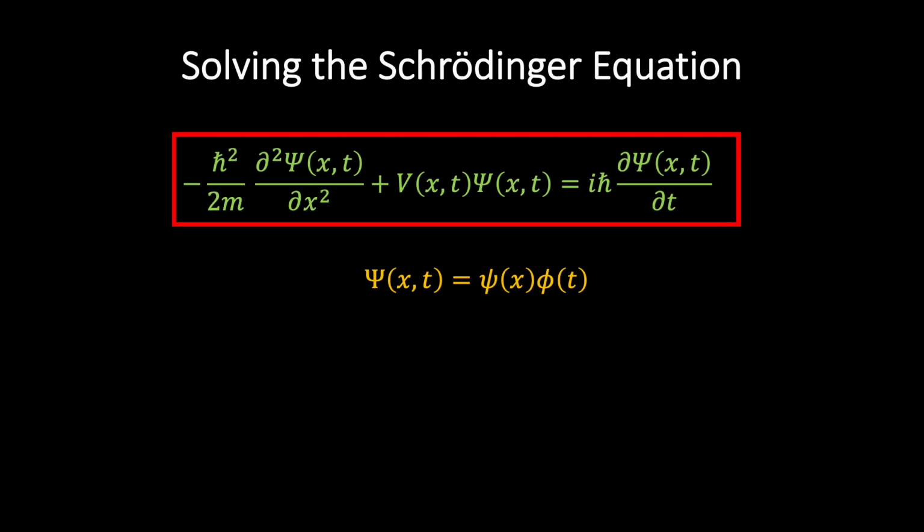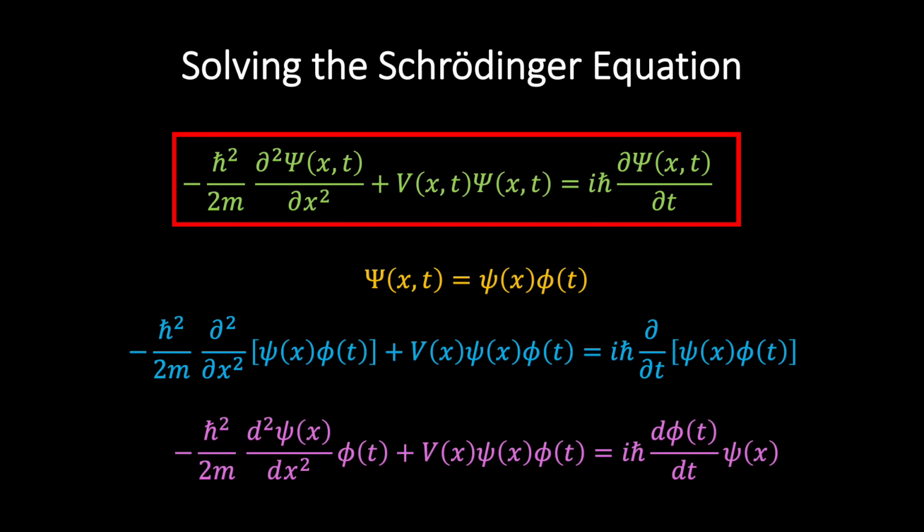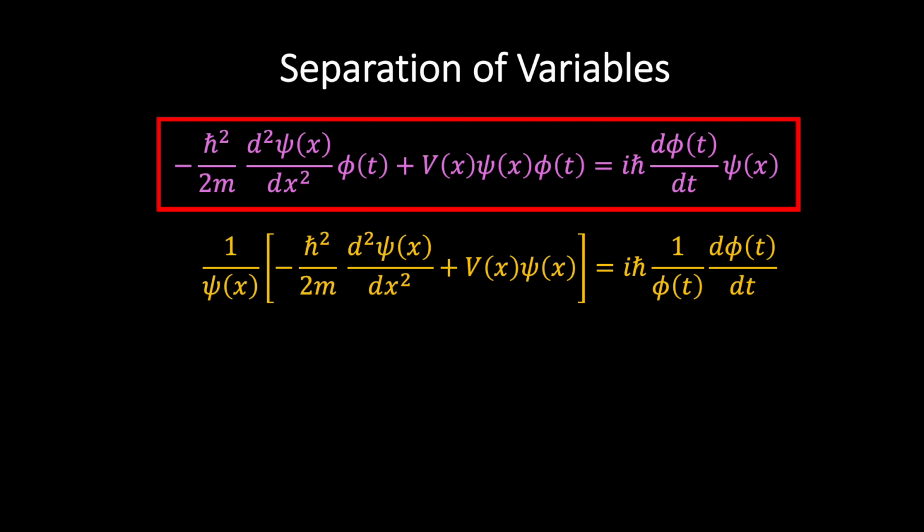Now if we substitute our expression for psi into the time-dependent Schrodinger equation, we find the following blue equation. If we then act with the derivatives on the terms inside the square brackets, we find the following purple expression. Next, we want to rearrange this expression so that all the terms involving x are on the left-hand side and all the terms involving t are on the right-hand side. A simple rearrangement then leads to the following yellow expression.